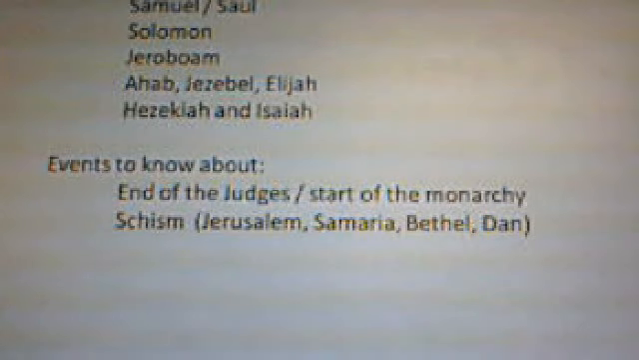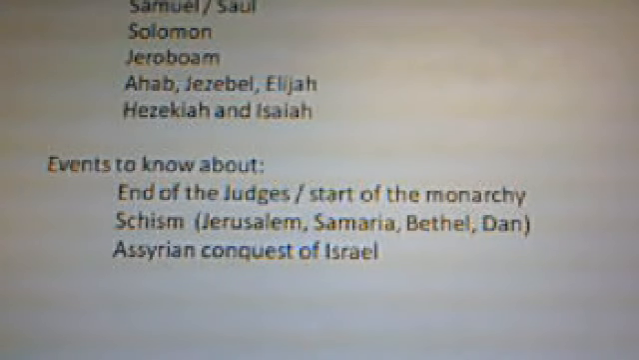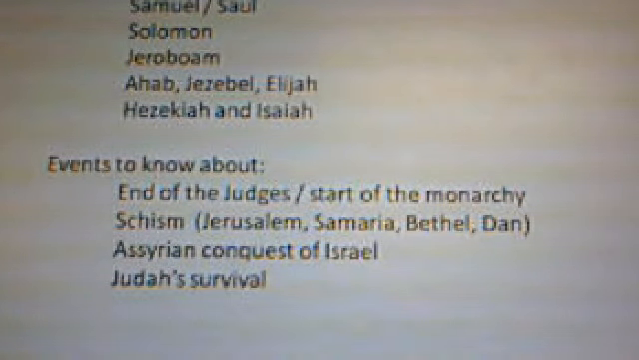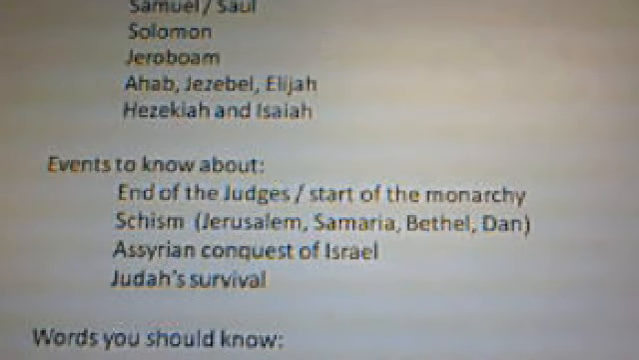You should know about, as you come into class, the end of the judges, the start of the monarchy, that transition. We've talked about that in class already. The schism and a little bit about Jerusalem, Samaria, Bethel, and Dan. The Assyrian conquest of Israel and Judah's survival. And then words that you should put into your notebook in the appropriate pages. You already have or should have theocracy, Messiah, and Christos, and you should add the words Samaritans and diaspora to your notes as well.